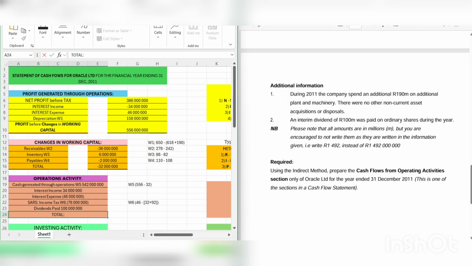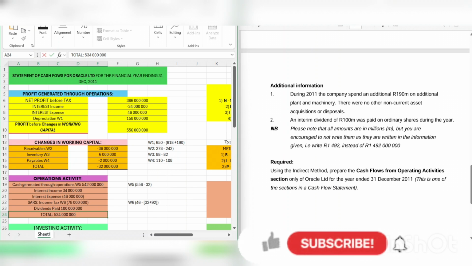Then finally just calculate our total for operations activity. We add up all of these values and we'll get 534 million rand.